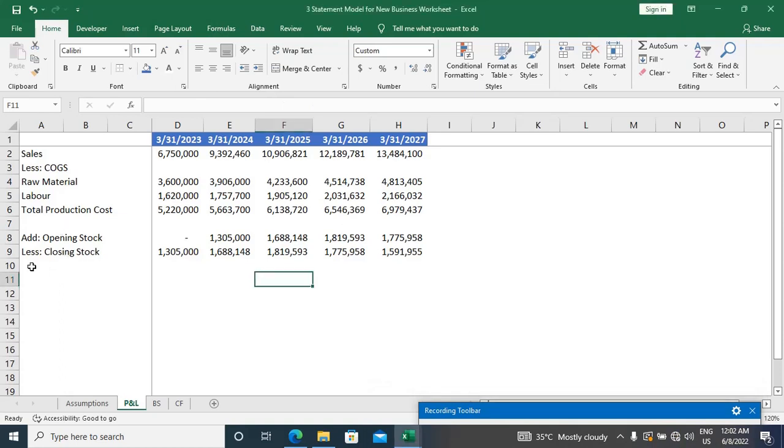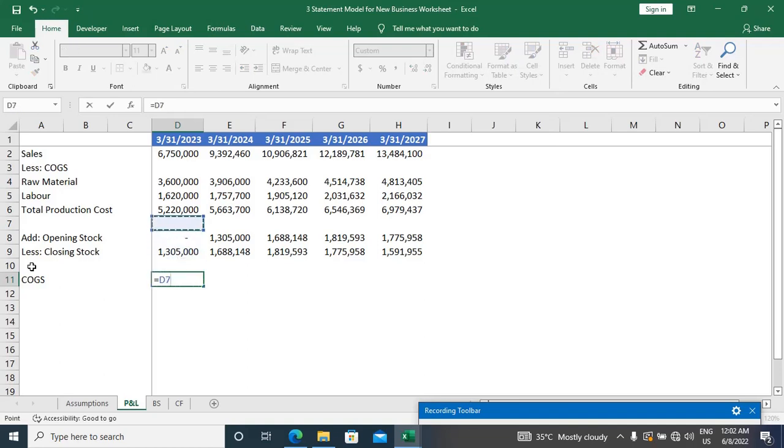So now the opening stock and closing stock has been calculated. Now let us look for the COGS, cost of goods sold. What should it be? It should be total production cost plus opening stock minus the closing stock.